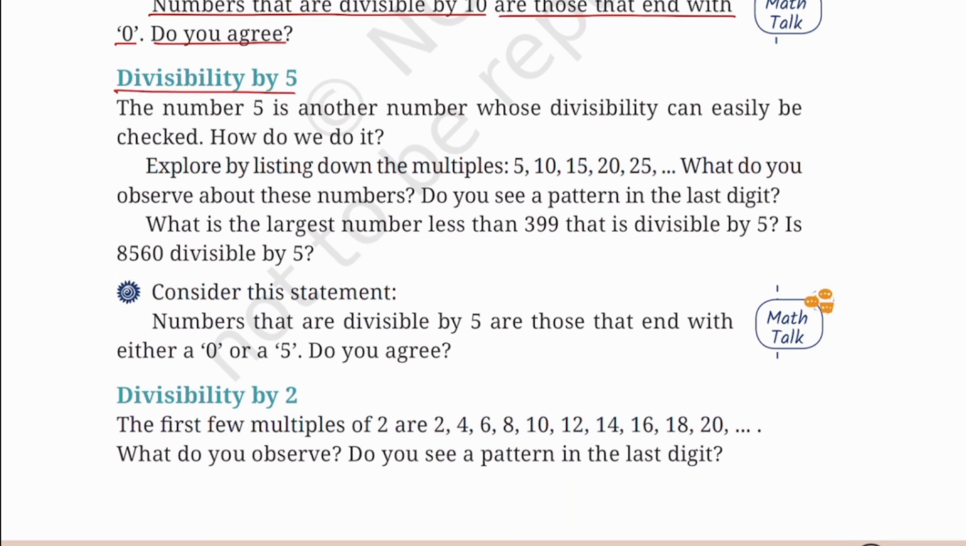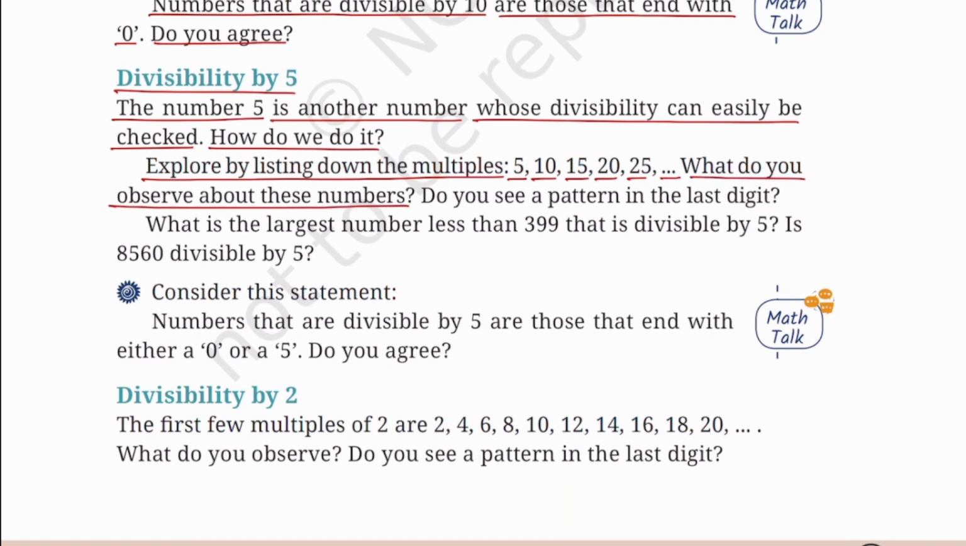Divisibility by 5. The number 5 is another number whose divisibility can easily be checked. How do we do it? Explore by listing down the multiples 5, 10, 15, 20, 25, and so on. What do you observe about these numbers? Do you see a pattern in the last digit?